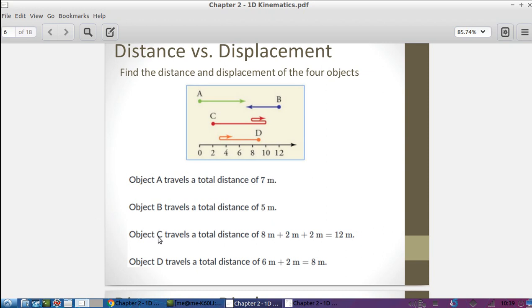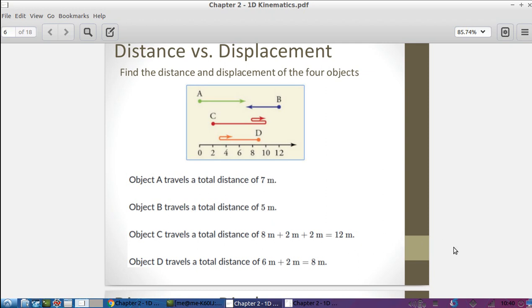So what we do when we're looking for the distance of some object that behaves this way, we're just adding up the total path lengths. So the first path that object C travels is from 2 meters to 10 meters, so that's 8 meters. Then when it backtracks, it's still traveling a positive distance of 2 meters. So we add that 2 meters to the original 8 meters, changes direction again, travels another 2 meters, but again, we're talking about distance, so we're just adding up these path lengths. So 8 plus 2 plus 2, we've got a total distance by object C of 12 meters. So this is going to be different when we look at the displacement of object C.